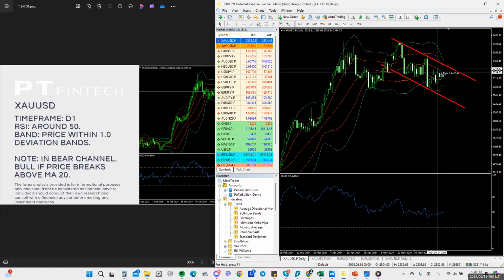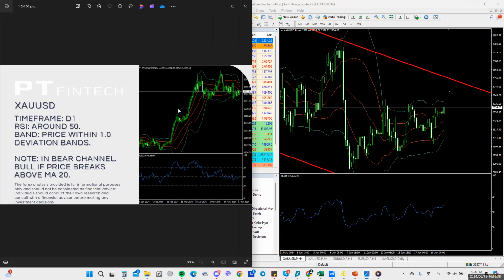Now, overall, the trend we're looking at, MA20 is pointing downwards, so it's confirming the bear channel. All right. So short-term momentum could be more buyers, but I think we will have to check out 4 hours or H4.